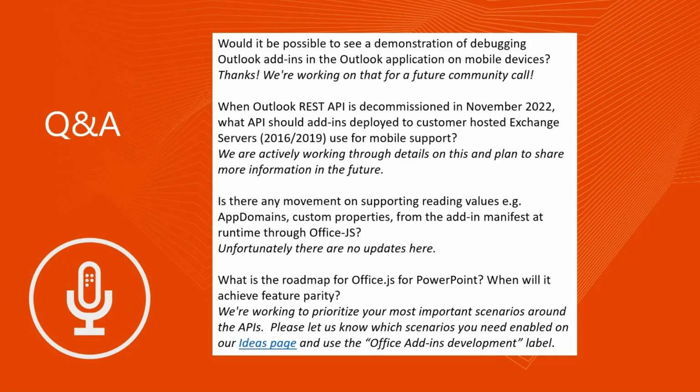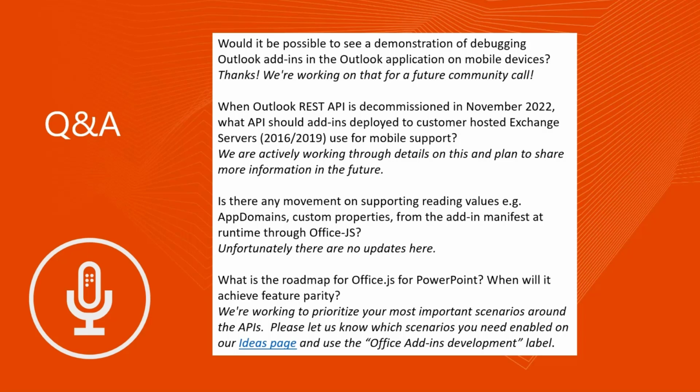And the next question, is there any movement on supporting reading values such as app domains and custom properties from the add-in manifest at runtime through Office.js? So right now, there's no updates there. I saw that was a User Voice request, and now we're using the Microsoft Ideas page. At the moment, there's other things that are prioritized that we're working on, because there's lots to work on. But if you could put that on the Ideas page, and if it's not there, I'll go add it as well, just so we can track it.